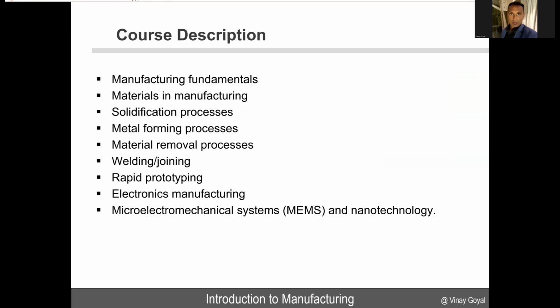The course description. In this course, we'll talk about manufacturing fundamentals, the materials in manufacturing, solidification processes, metal forming processes, the material removal processes, welding and joining, rapid prototyping, electronics manufacturing, and then also we'll be discussing MEMS and nanotechnology.